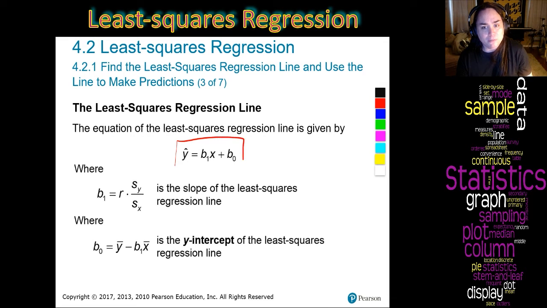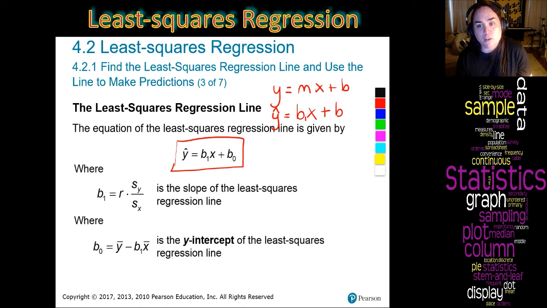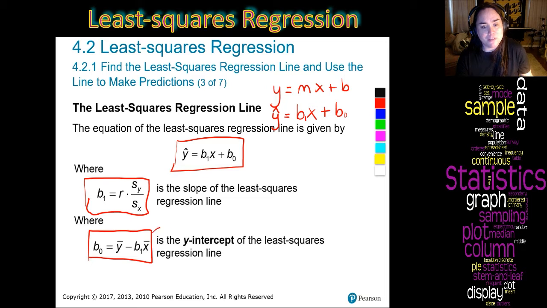This is the formula that you will use to calculate the line of best fit. Remember, a line can be written in the form y equals mx plus b. In our case, we're not just using the letter y, we're using y hat to stand for the function for our line of best fit. Instead of m, they're using what's called b sub 1. X is just an x value, and instead of b, they're calling it b sub 0. This is the formula to calculate b sub 1. This is the formula to calculate b sub 0.